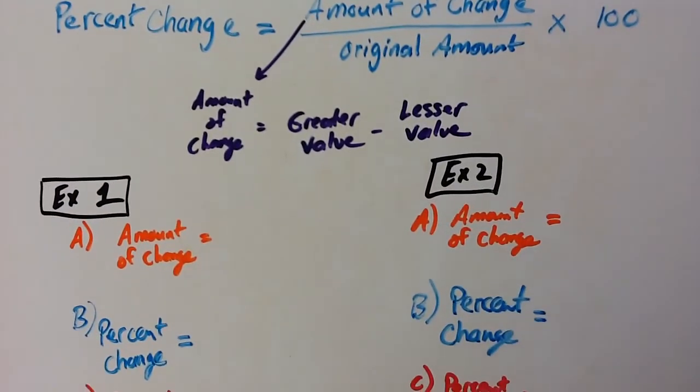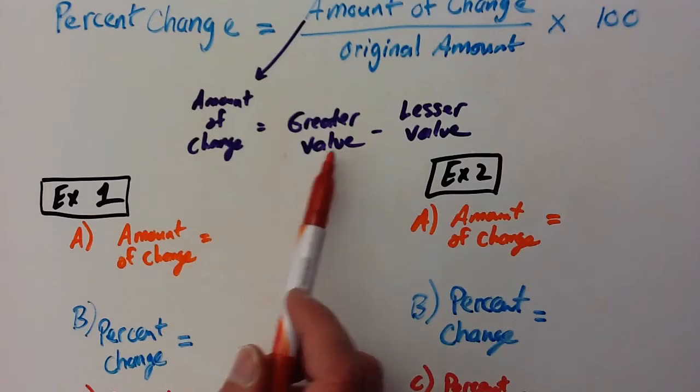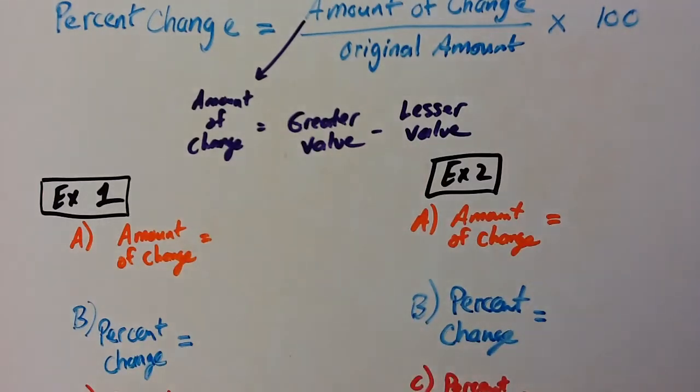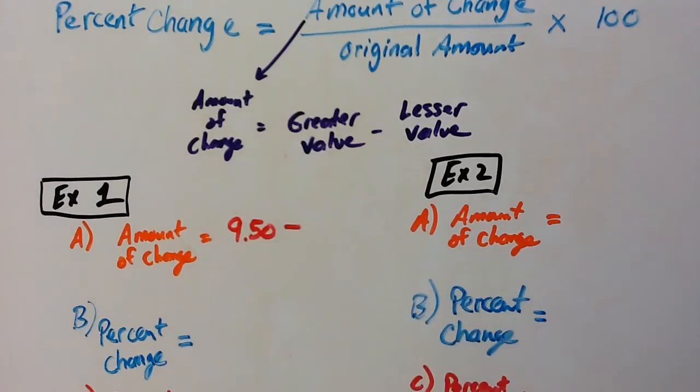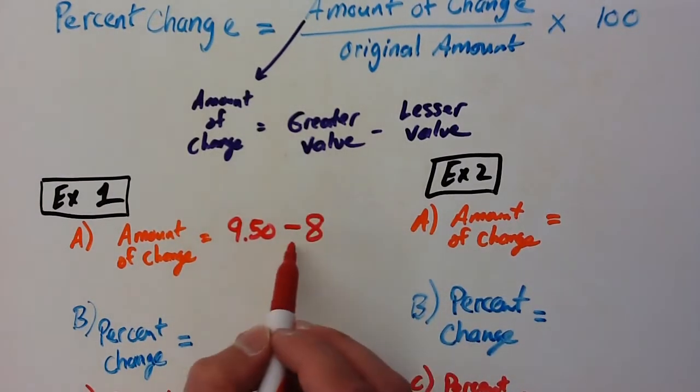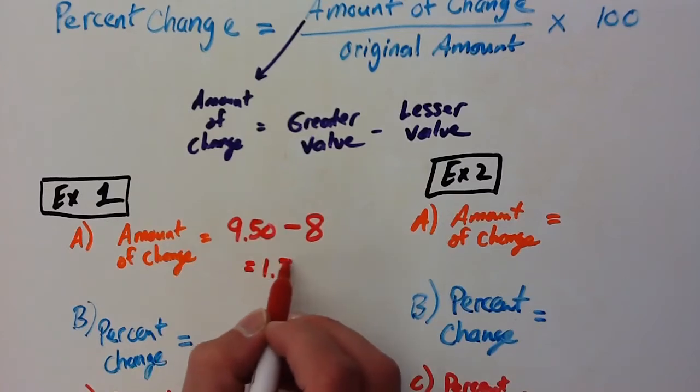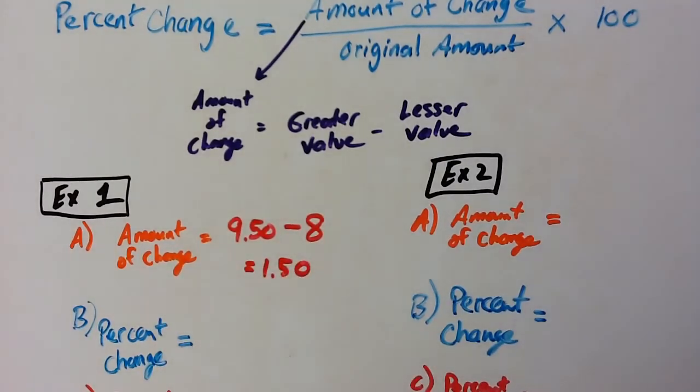Example number 1 on your page says this: Amber got a raise and her hourly wage increased from $8 to $9.50. What is the percent increase? First, let's find the amount of change. Take the greater value minus the lesser value. The greater value is $9.50, minus the lesser value of $8. $9.50 minus 8 is equal to $1.50, so that is the amount of change.